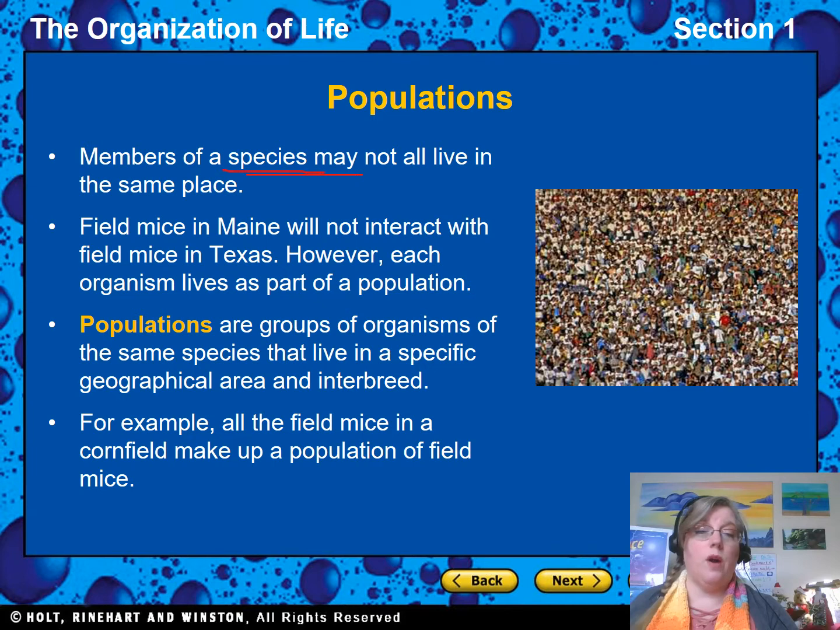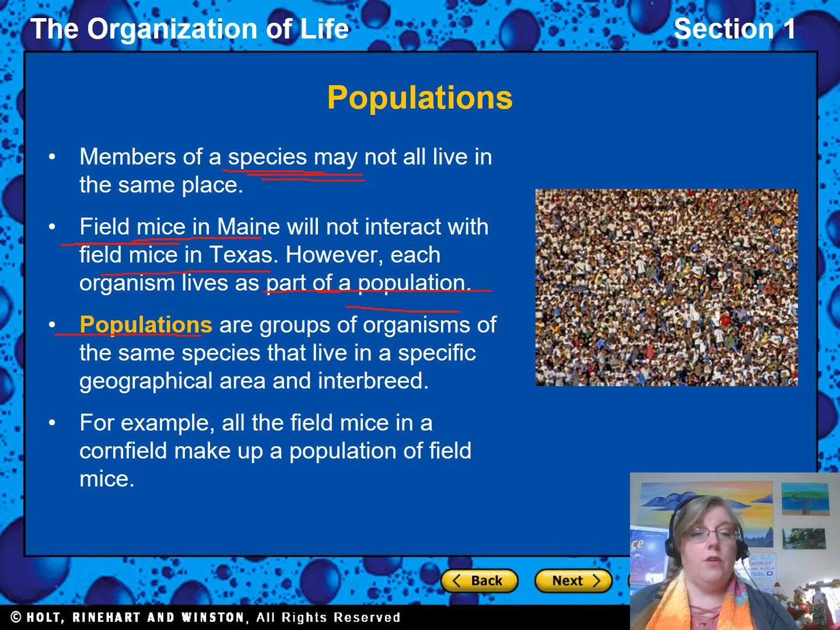Species is worldwide. Say that we've got some field mice who live in Maine. They don't interact with field mice in Texas. They're both field mice. They both belong to the same species, but they belong to different populations because there's no way that they could interact with one another, since they don't live nearby each other.